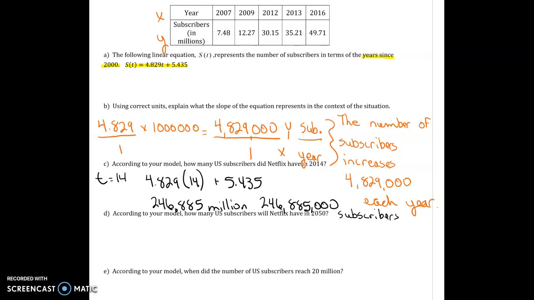If we're going to keep with the whole function notation, my function when my time is 14 gives, and I'm going to write the decimal, so I'm going to write in the space I already wrote on. All right, next one. According to your model, how many US subscribers will Netflix have in 2050? So this time our time is 50. Same process.